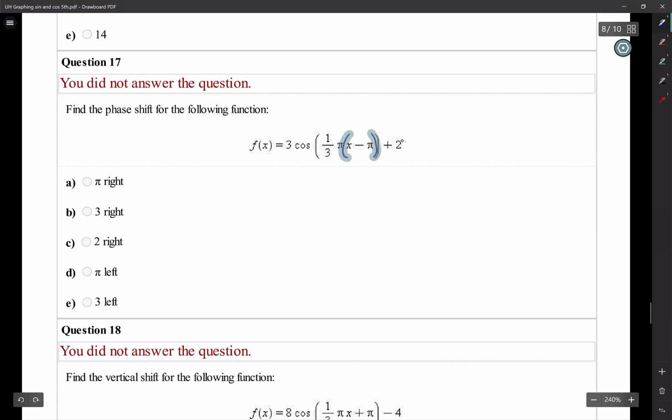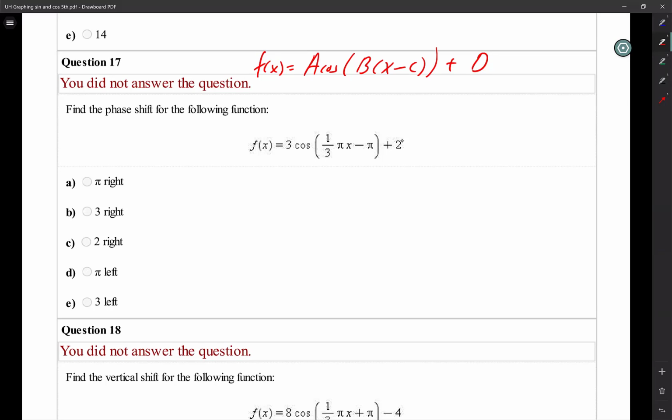I'm going to erase it. I need it to look like this. So I need to make sure I get that x value with a 1 in the front. It's easy to do. Relax, I'm going to show you guys. Look how easy it is to do.